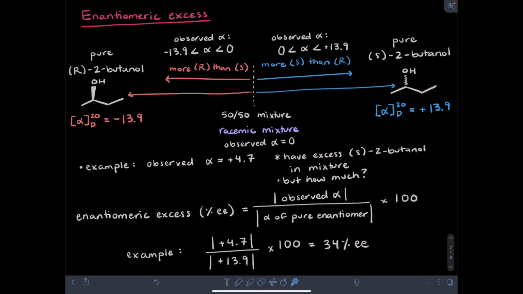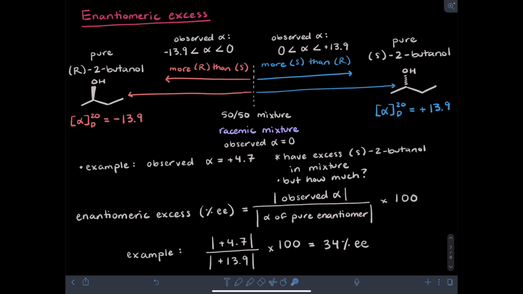For the specific example where you have alpha equal to positive 4.7, you would take 4.7, divide by 13.9, and multiply by 100 to calculate 34% EE, meaning you have 34% excess of the S configuration enantiomer relative to the R configuration one for this particular sample.